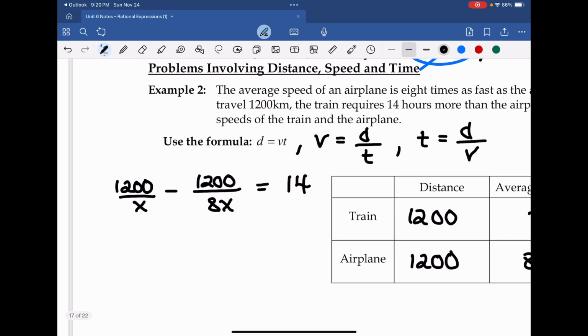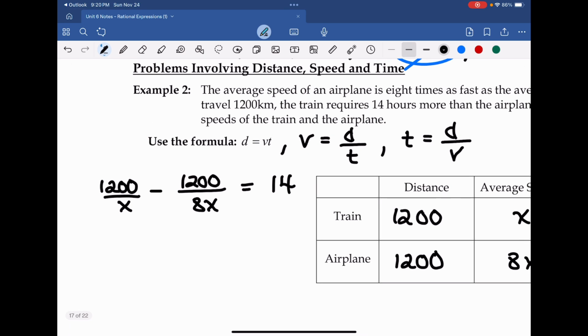We need to identify the non-permissible values as well as the LCD. So maybe we do that up in the top corner here because space is really tight on these problems, and so we're going to just utilize what we have. So our NPV is where x cannot equal 0, and hopefully x isn't equal 0, or else that means the train isn't moving and also the airplane's not moving.